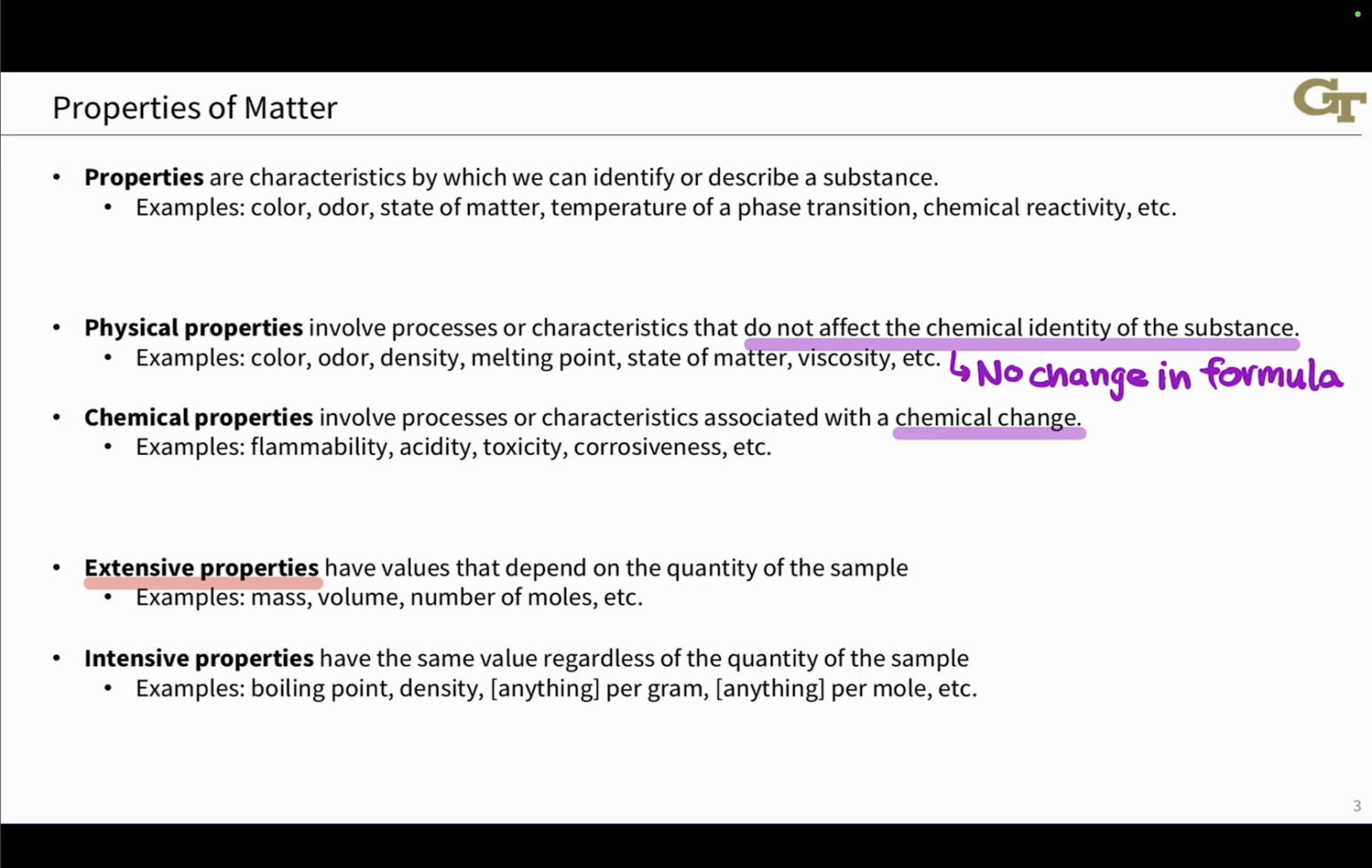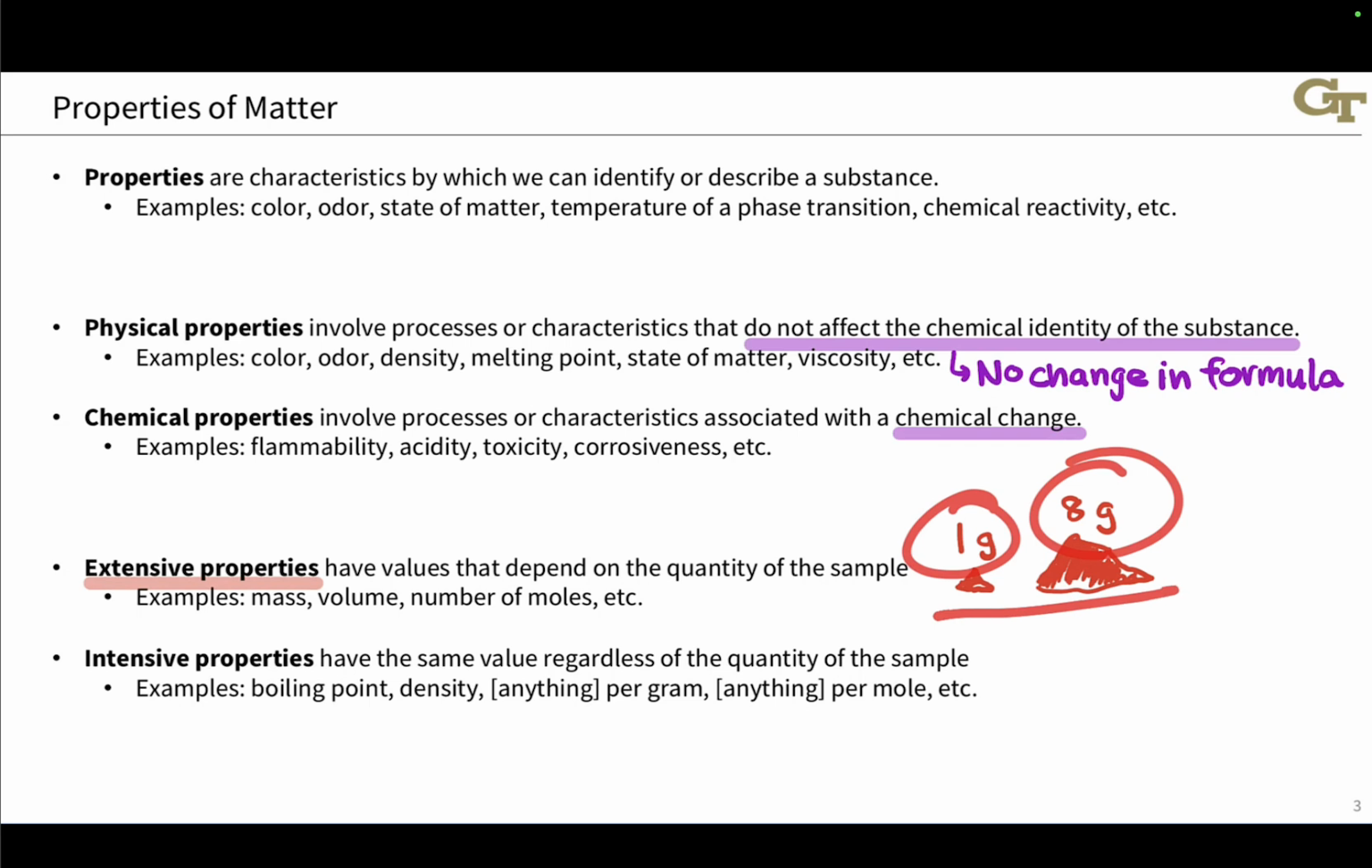Extensive properties do depend on the quantity of the sample, how much we're looking at. These are things like mass, volume, and number of moles that get bigger for bigger samples. So for example, a sample of a solid that weighs 1 gram has a mass of 1 gram. More of that substance might have a mass of 8 grams, and so it's clear that the mass of the sample depends on how much is there. Mass is an extensive property.